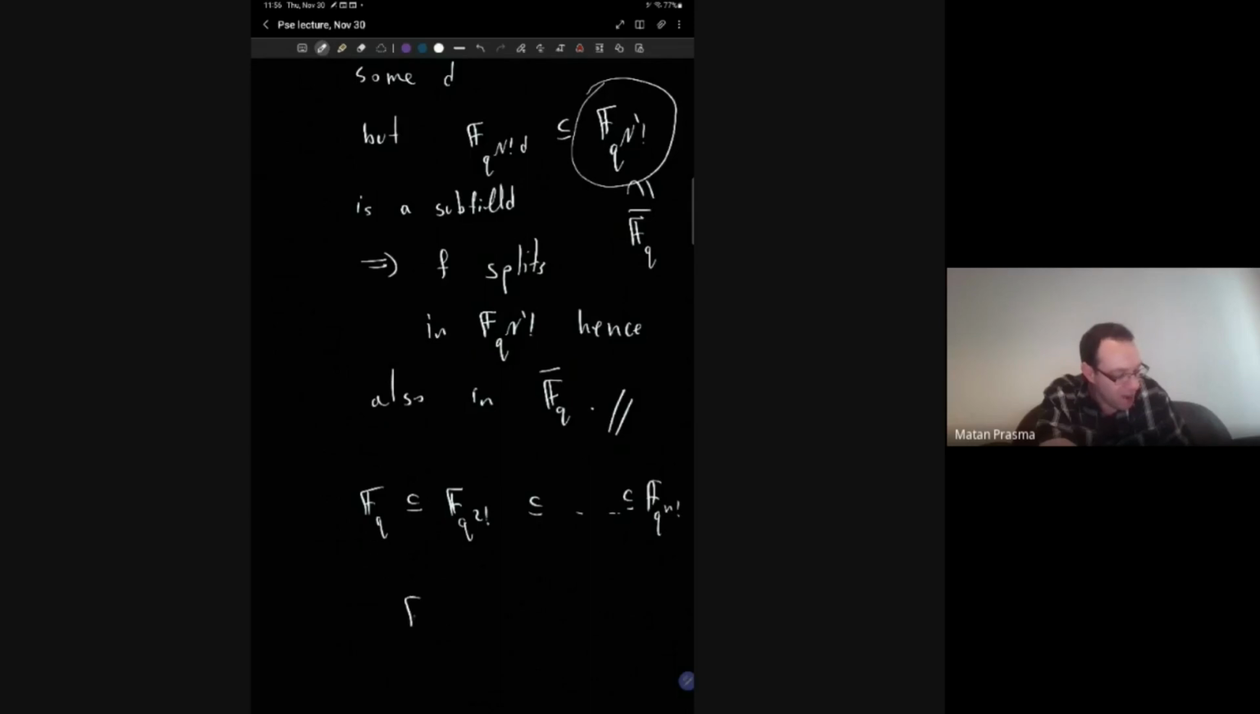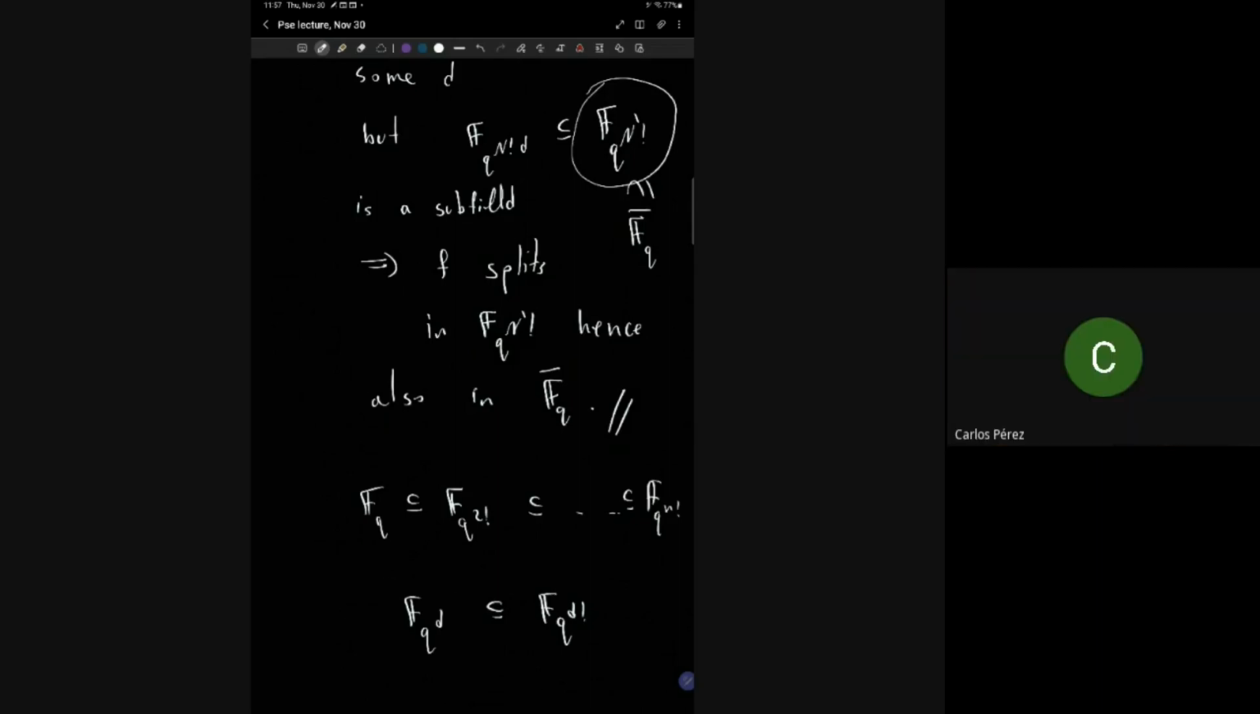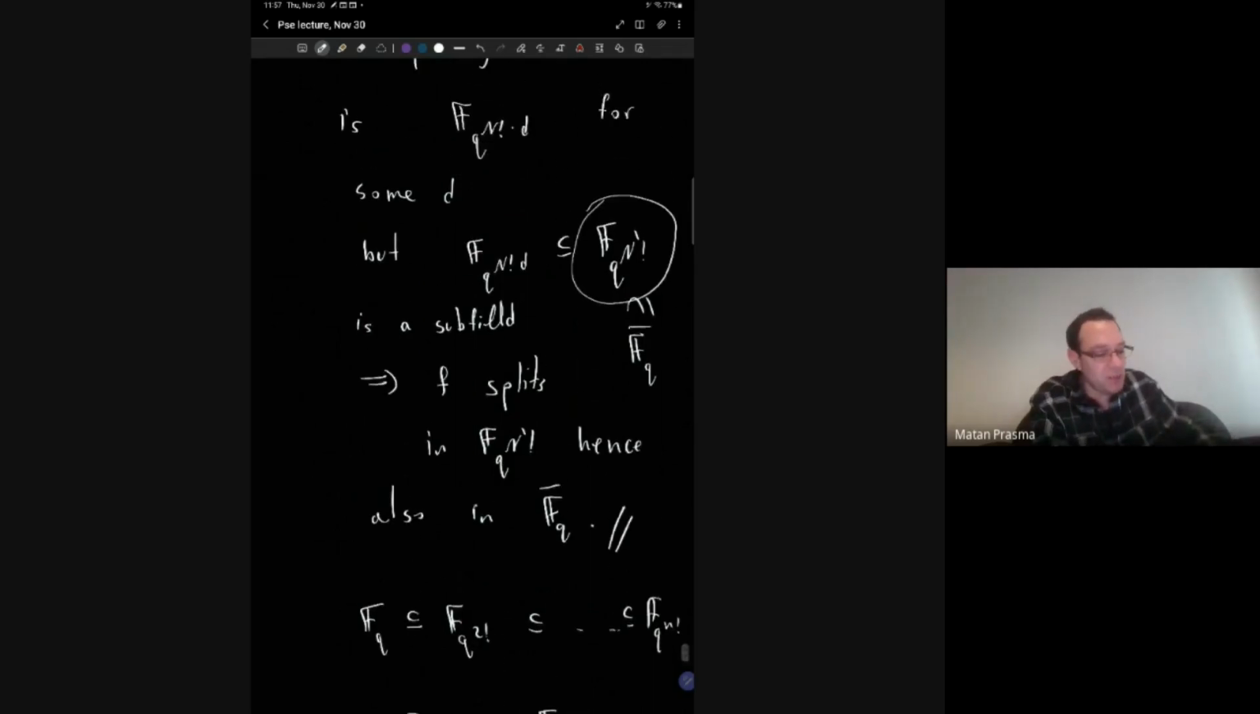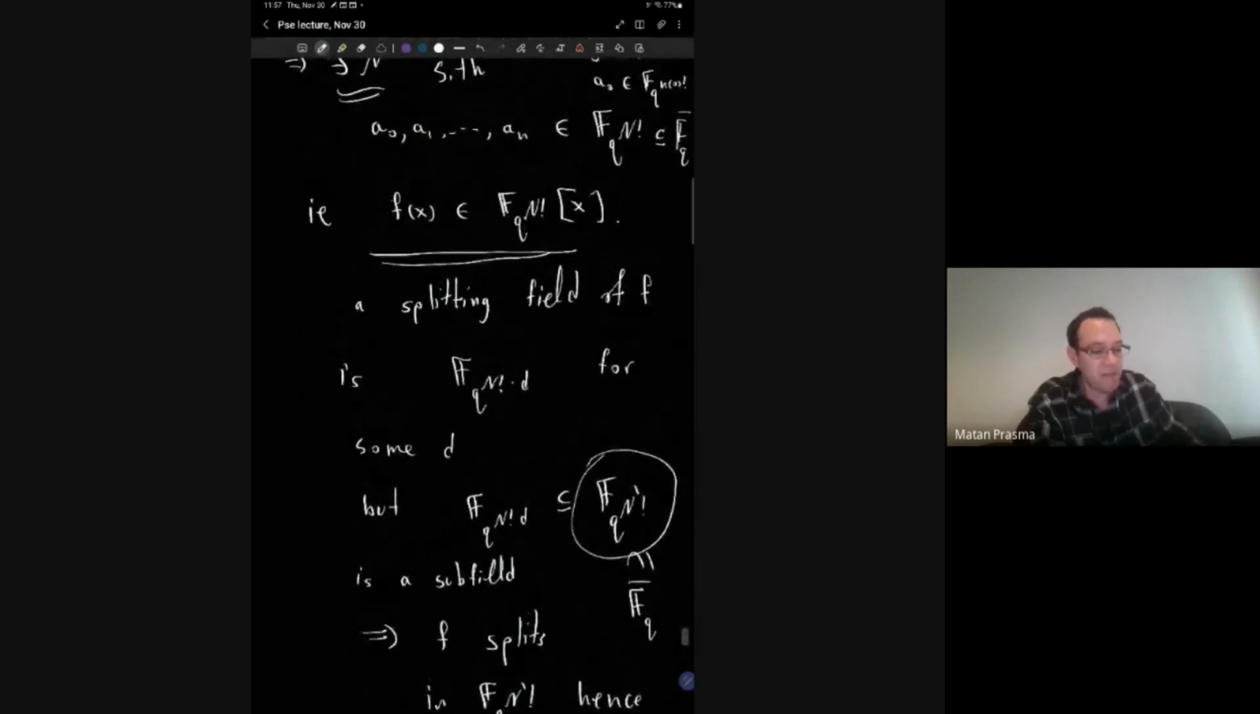If you give me a finite field of the form F_q to the d, of course it is a subfield of F_q to the d factorial. So any finite field is contained in some stage of this tower, including the splitting field of f. So the splitting field of f is contained in some stage of the tower, and hence f must split over the algebraic closure.